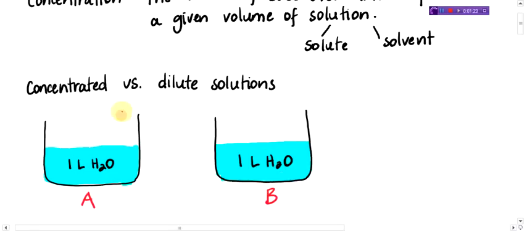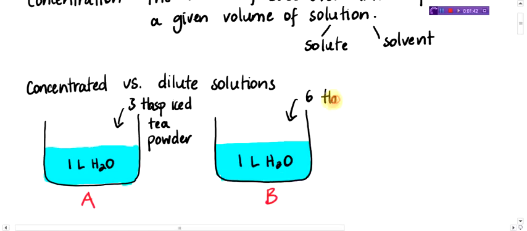Solution A, we're making iced tea. So we're going to add 3 tablespoons of iced tea powder in the water. Mix it all up to make the solution. Solution B, we're going to add 6 tablespoons of iced tea powder. Mix it all up.